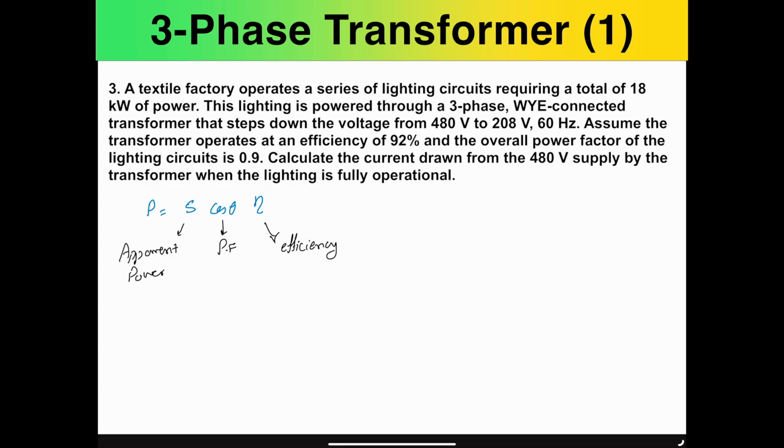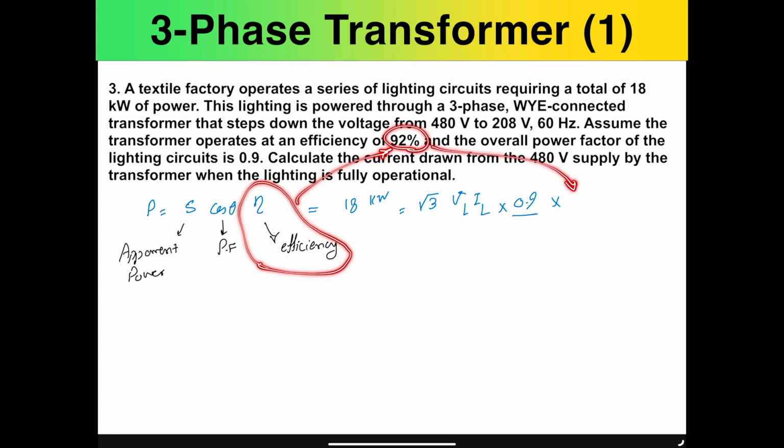In our question, by the way, we are given the information about the actual, real power in kilowatts to be 18, which means that this whole multiplication turns out to be 18 kilowatts. Now, in terms of S, we know that S is a factor of square root of 3 VL IL. Then we have cos theta as the power factor, which is going to be 0.9, times the efficiency, which is 92%, so we plug in 0.92. And also we need to know that this whole thing is going to be driven by a voltage of 480, so I'm going to simplify that with 480 volts.